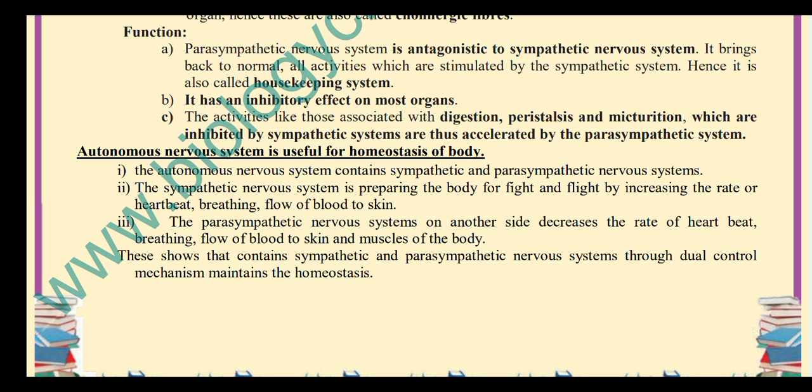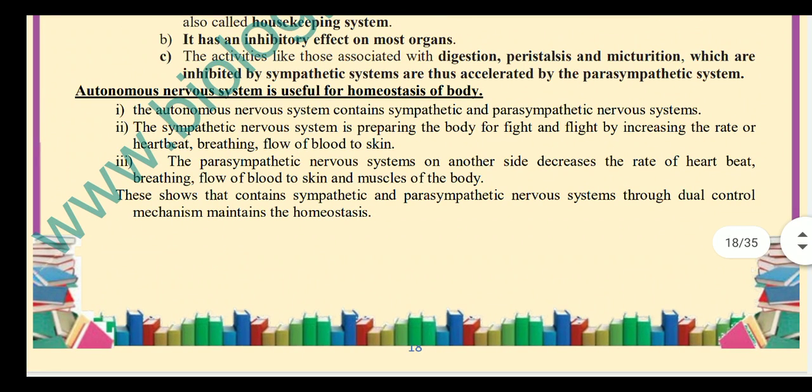It has an inhibitory effect on most of the organs, and activities like those associated with digestion, peristalsis, and micturition, that is passing the urine outside the body, which are inhibited by the sympathetic nervous system, are thus accelerated by the parasympathetic system. The autonomic nervous system is useful for homeostasis of the body. This is the main function of the system.